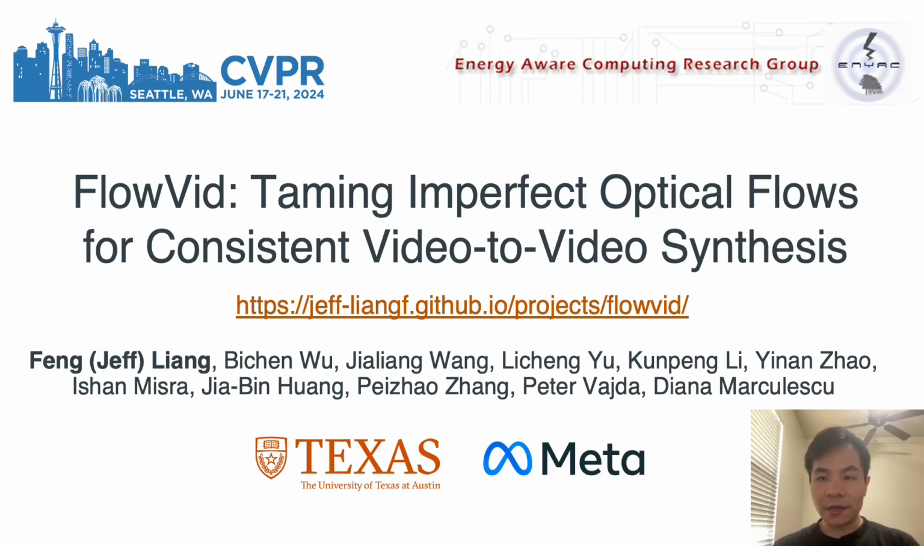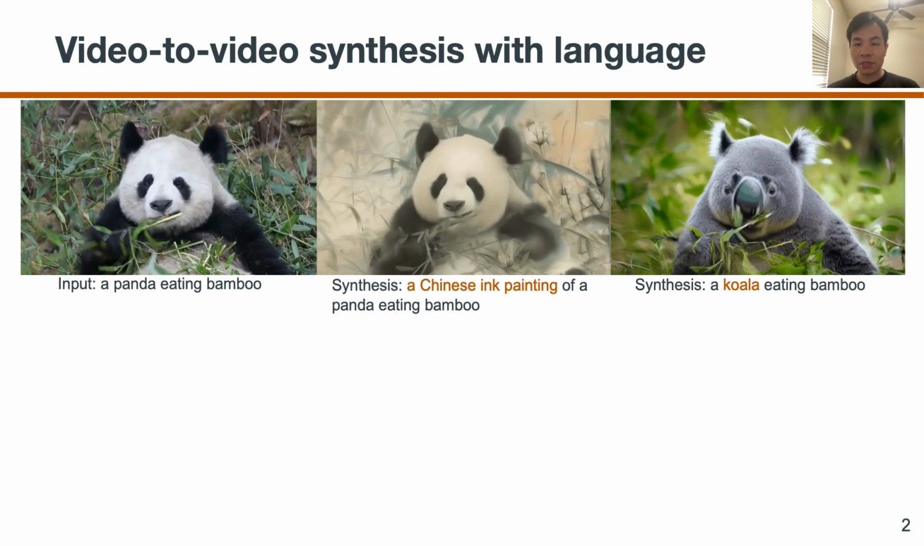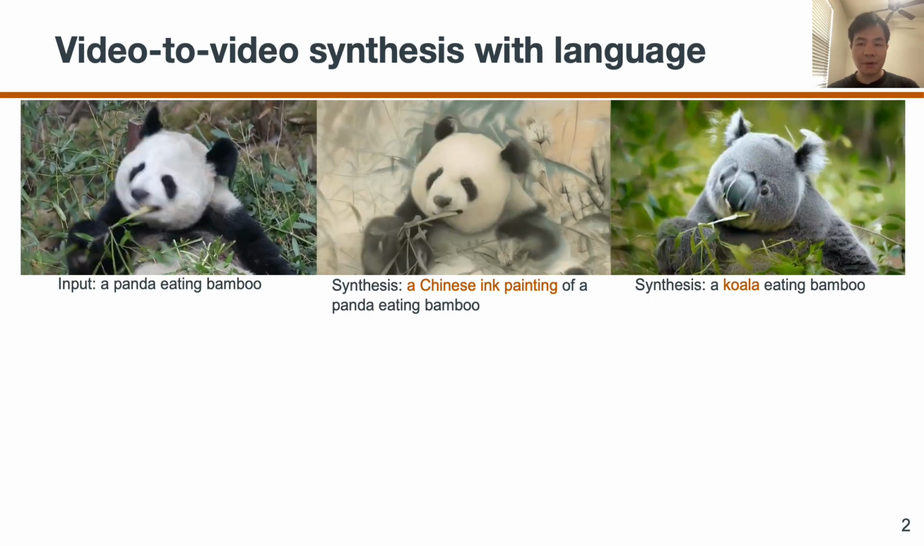I'm super excited to share our CVPR 2024 paper, FlowVid: Taming Imperfect Optical Flow for Consistent Video-to-Video Synthesis. This work is done with co-workers from UT Austin and Meta. We are proposing a video diffusion model to transfer an input video to a new synthesized video with language prompts.